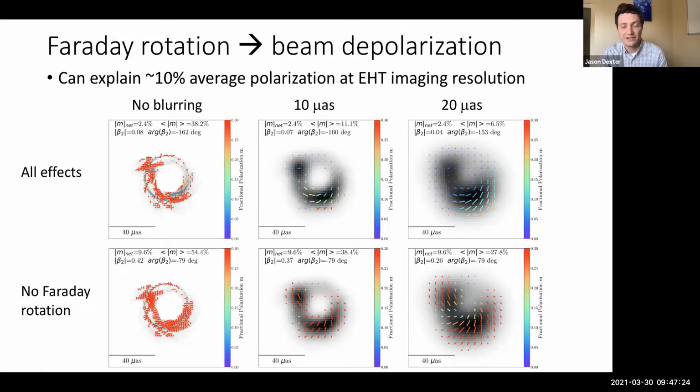That basically Faraday rotation would be one explanation for getting part of your ring to be preferentially depolarized, just because the Faraday depth is higher there. Okay, so that would be the other qualitative result: we think this is an indication that Faraday rotation is actually playing an important role in modifying the polarization that we see, helping to depolarize it down from, say, 50% polarized to something more like the 10% that we observe with the EHT.